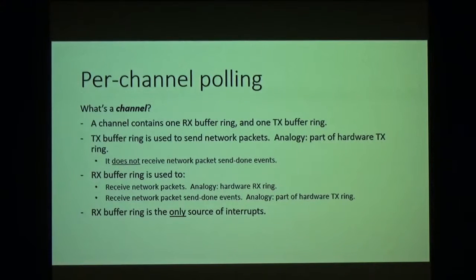And there is the receiving buffer. The receiving buffer is used for two purposes. One is to receive network packets: you get packets from the network, and they come into the receive ring. Another purpose it serves is to receive the packet send-done event. It's kind of like a loopback. You send packets on the send buffer, and you get send-done on the receive buffer. So in this case, the receive buffer is actually the only source of interrupts. As long as we disable the receive buffer's interrupt, then we don't get interrupts at all.